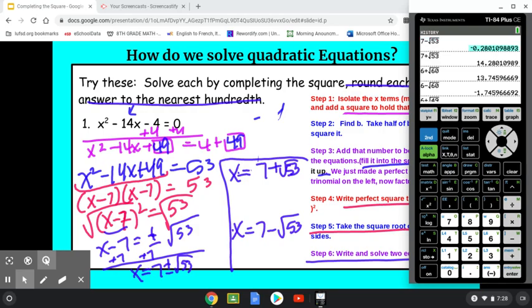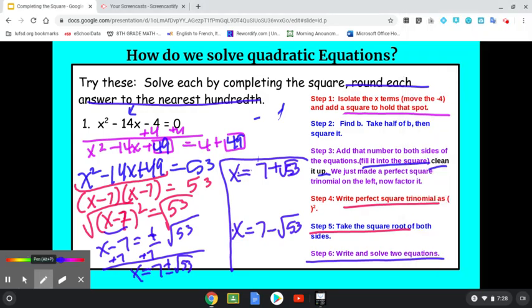So x equals 7 plus radical 53 is 14.28. Rounded to the nearest hundredth is 14.28 because the 0 doesn't bump it up. So we get 14.28 here, and those two are the same: one's an approximation, one's an actual answer.